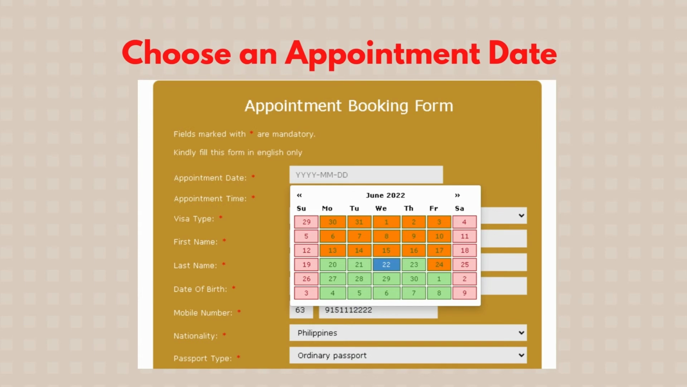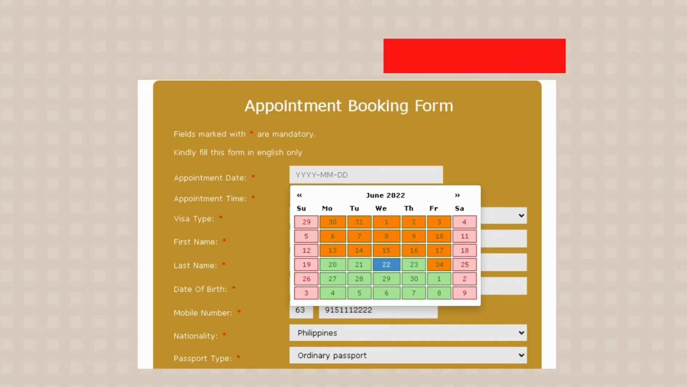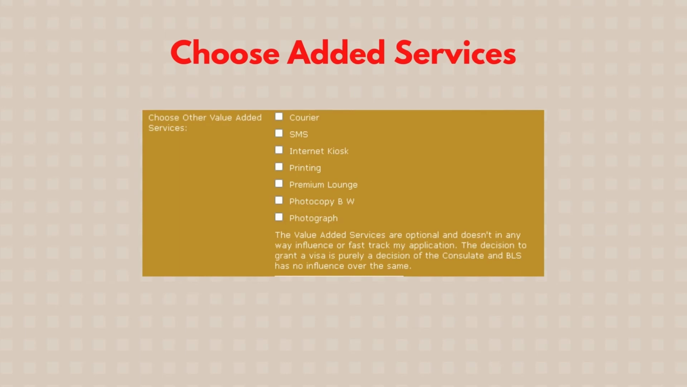So choose an appointment date. The green ones would be the available appointment dates for you. You can choose the nearest appointment date depending on the availability. You can also choose an added service, whether you want the courier, SMS, internet kiosk, printing, and so on. Take note, these added services are optional and do not influence or fast-track your application.